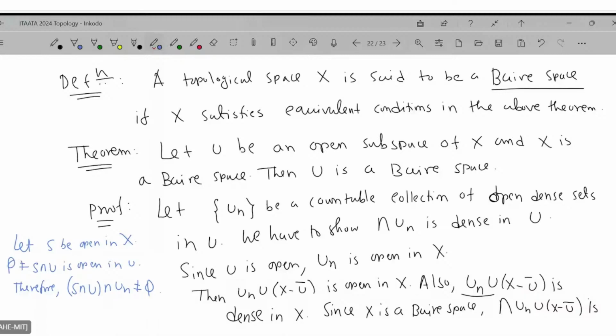But let's say it is empty. So if S intersection U is empty, equals to phi. But U closure, because U closure, will it intersect? Yeah, it is contained in X minus U closure. That will mean that case is containing X minus U.